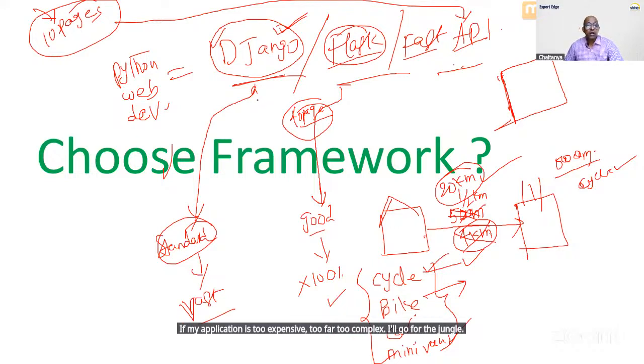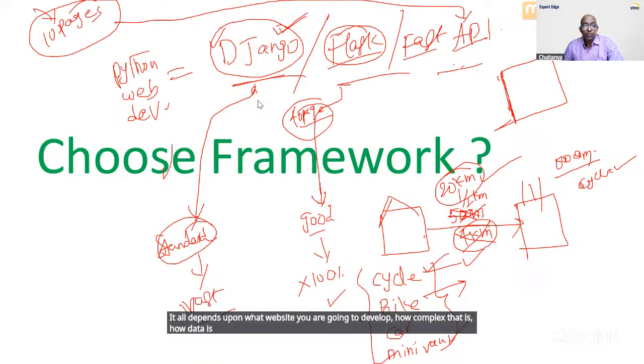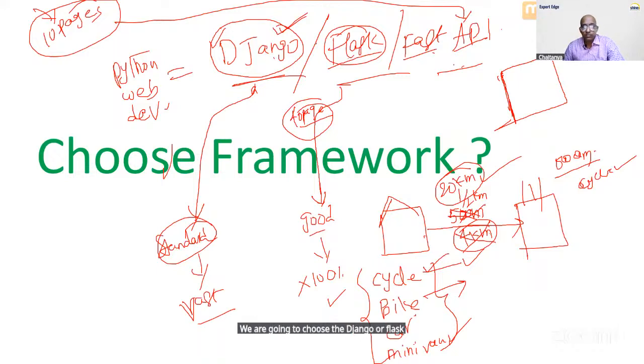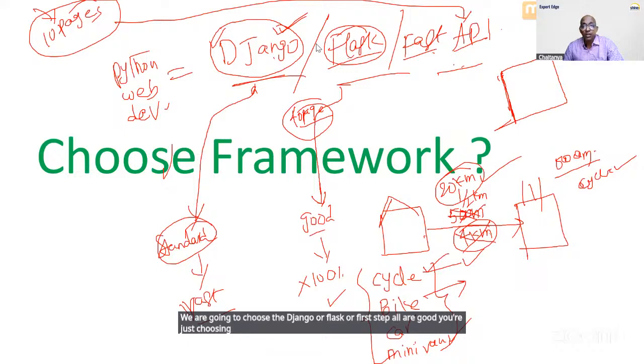It's not my personal choice. It all depends upon what website you are going to develop, how complex it is, and how the data is maintained, whether it is easy data, simple data or complex data. That is how we choose Django or Flask or FastAPI. All are good. You are just choosing the correct option depending upon your website complexity and data complexity. That's it.